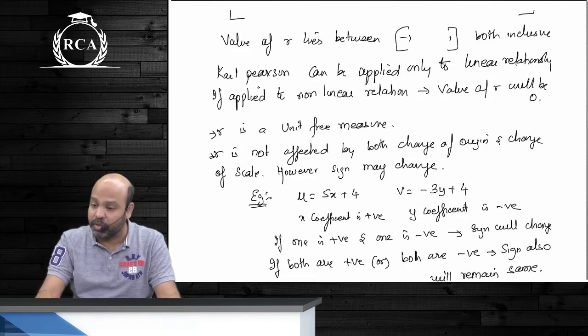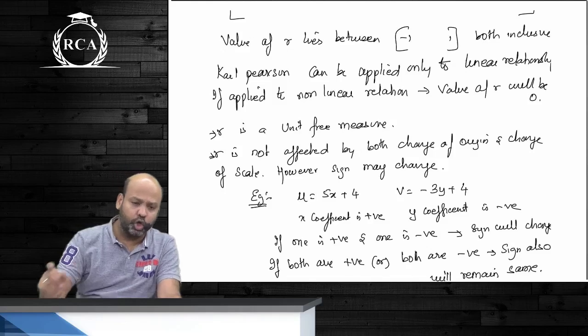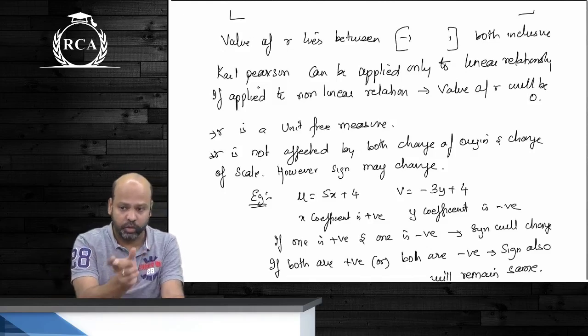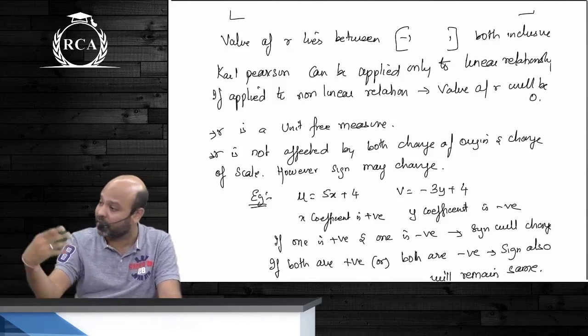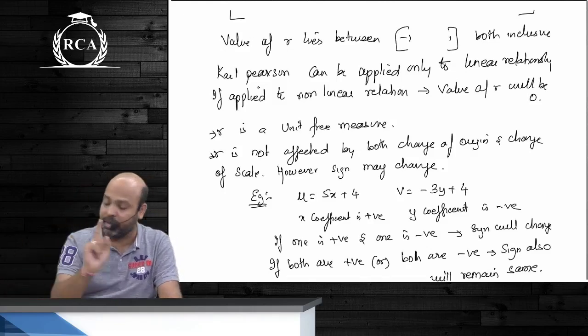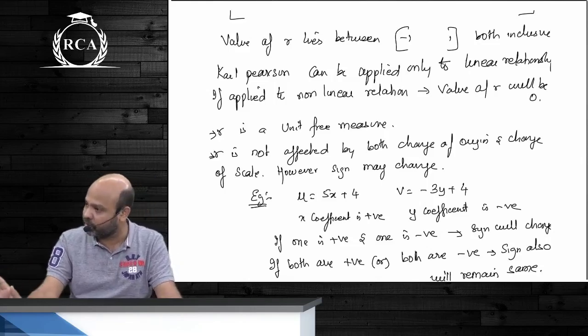Now this is possible only when you multiply one set of values with a positive value and the other set of values with a negative value. So I told you, all you have to do is just compare the coefficients. If both coefficients are positive, the sign will remain the same. If both coefficients are negative, even then the sign will remain the same. If one is positive and one is negative, the sign is going to change. Are we clear about this?